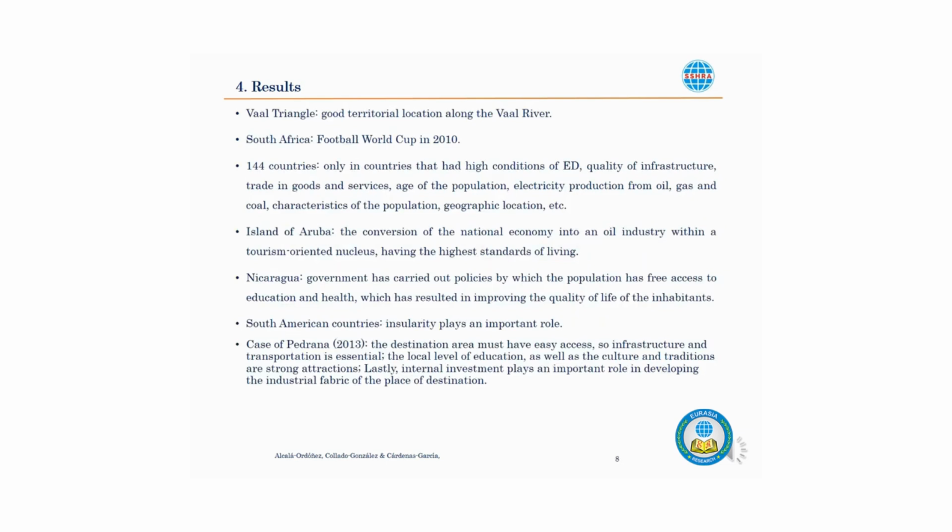In this slide, we can see the different results obtained after the analysis of the different papers collected from Scopus. First of all, the Ball Triangle considered that a good territorial location along the Val River produced the best scenario for the positive relationship between the variables.